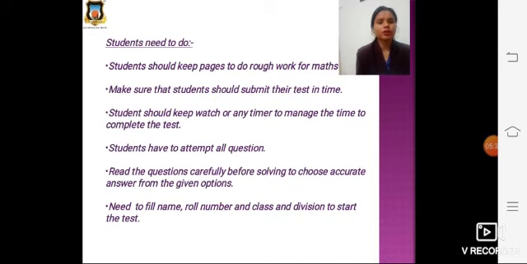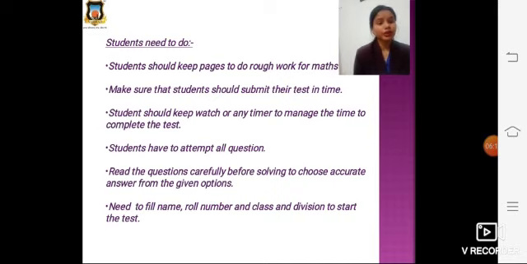Okay, suppose now your exam will end at 9:30. Before 9:30 you have to submit your test. If you try to submit it after that, it will not be acceptable. So make sure that you submit your paper before the timing, and for that you have to keep one watch or alarm with you, so it will be easy for you to complete your paper before timing and submit it in time.